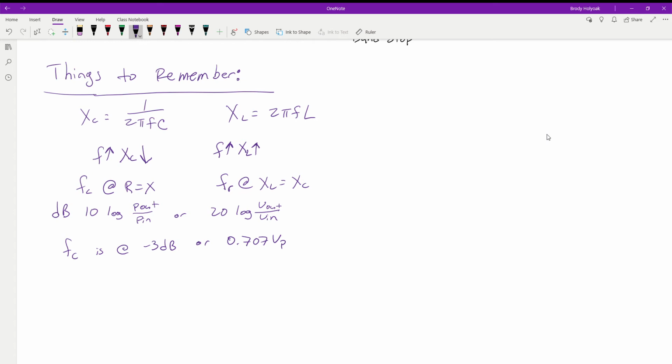And our critical frequency, we find that when the resistance value equals the reactance value. Our resonant frequency is when our X of L is equal to X of C. We can find the decibels in two methods, using power or voltage of the output compared to the input. If we're using power, we use the formula 10 log times the power out over power in, or for voltage, we take 20 log of the output over the input voltage.